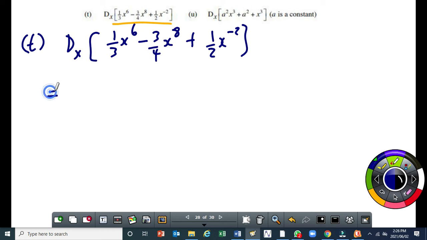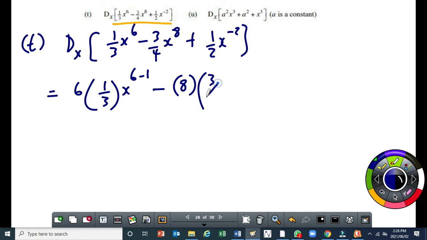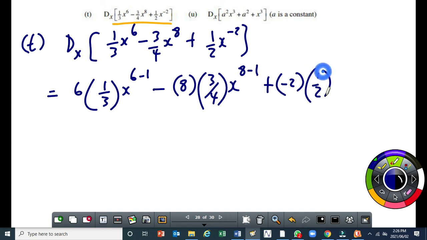So the first thing is just to find the derivative of each term. So the first term, it will be 6 times 1 over 3 x to the power of 6 minus 1, then minus 8 times 3 over 4 times x to the power of 8 minus 1. Then minus 2 times a half, so that will be minus 2. Well, allow me to put that plus. Then I'll put minus 2 times a half times x to the power of minus 2 minus 1.